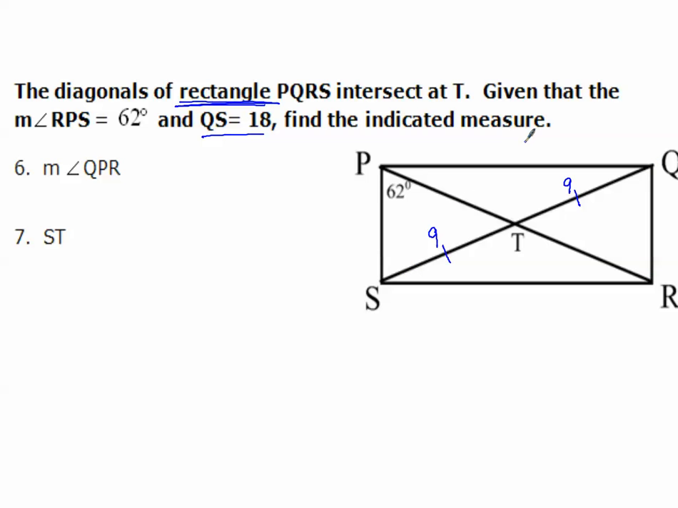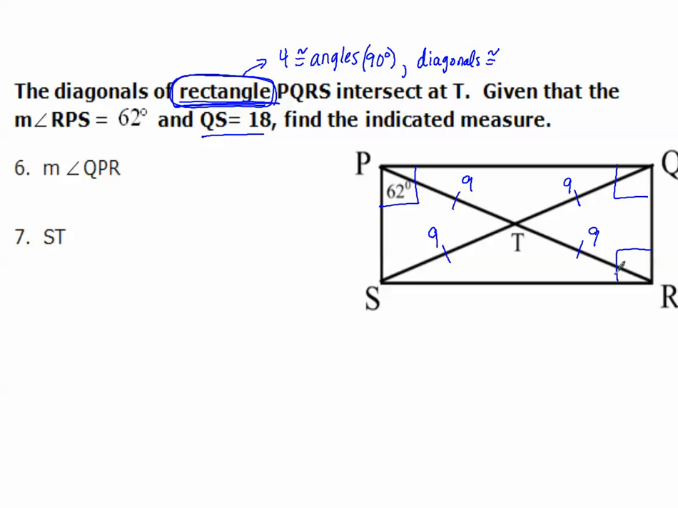Find the indicated measure. Well, rectangle. The two things I know about a rectangle, memorize them, list them off. 4 congruent angles. More than just congruent, they are 90 degrees. Also, the diagonals are congruent. So those two, both 9 and 9. 4 angles that are 90 degrees. Let's draw those. 90, 90, 90, 90.